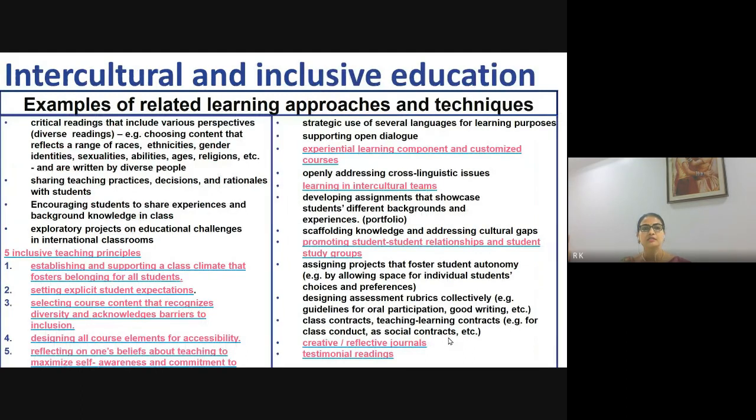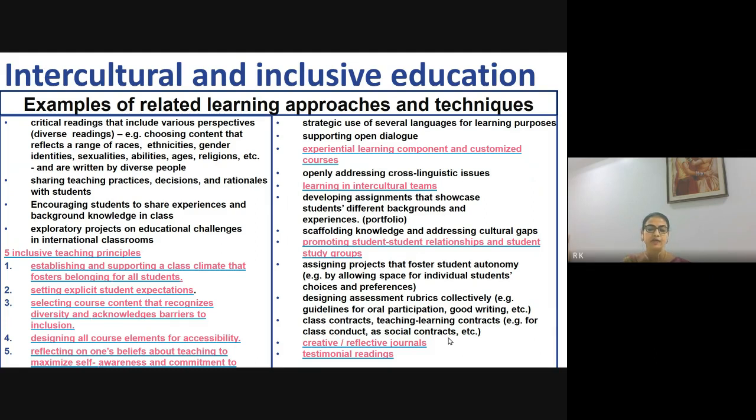And the last, fifth best practice, is intercultural and inclusive education. This refers to a set of educational strategies which is developed to assist the teachers in responding to the many issues which are created by rapidly changing demographics of the students. So we have students from various backgrounds. I'm staying in Bangalore. I have students from north, east, west, any part of India.